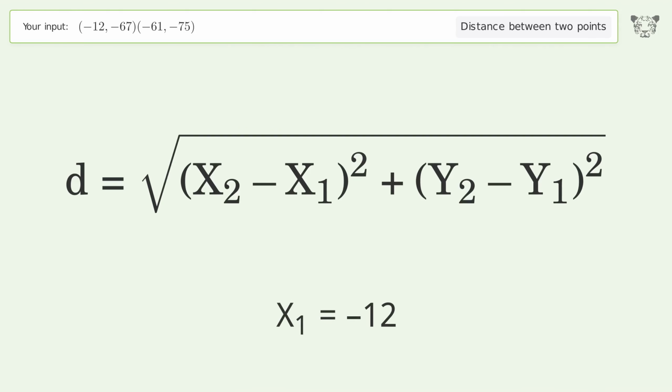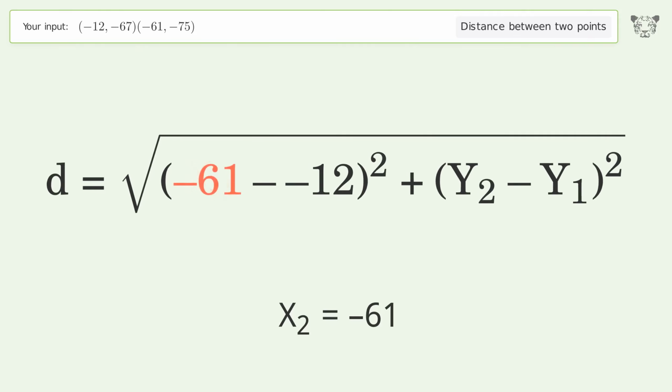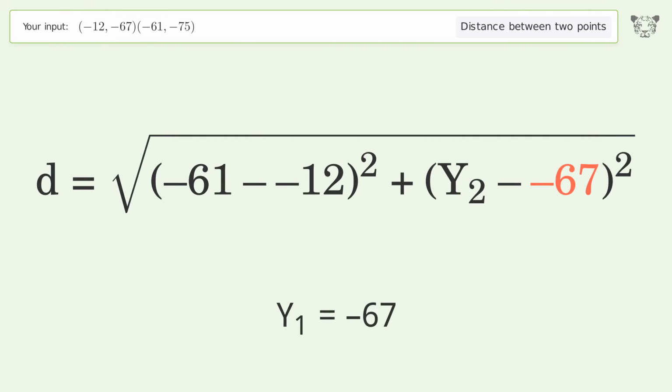x1 equals -12. x2 equals -61. y1 equals -67. y2 equals -75.